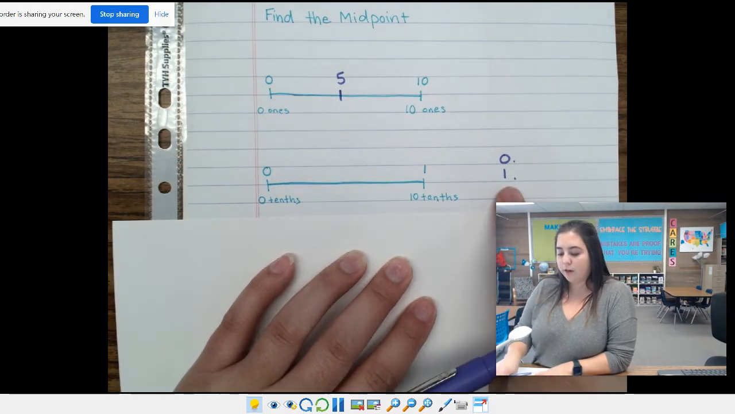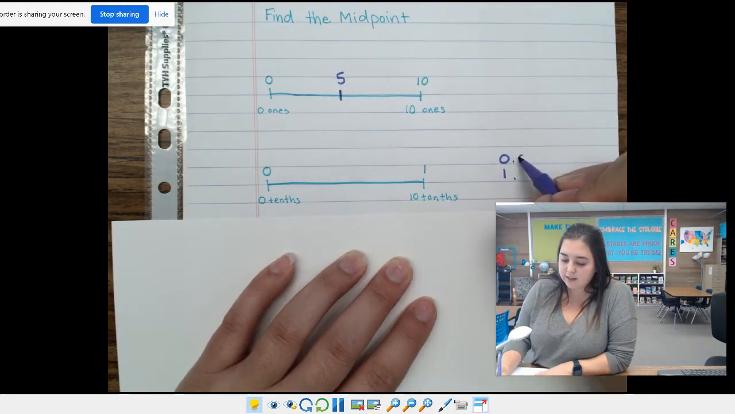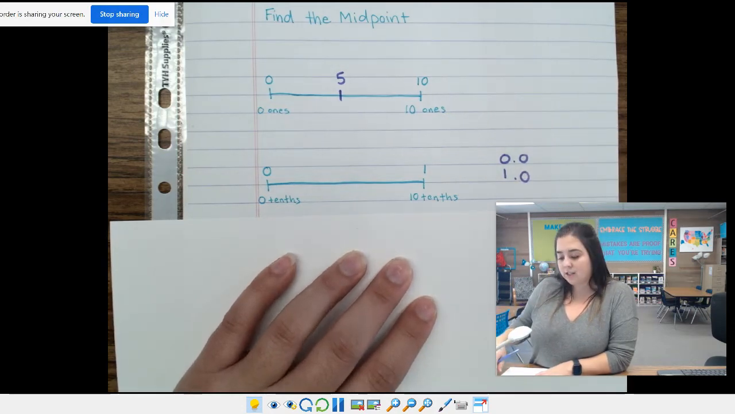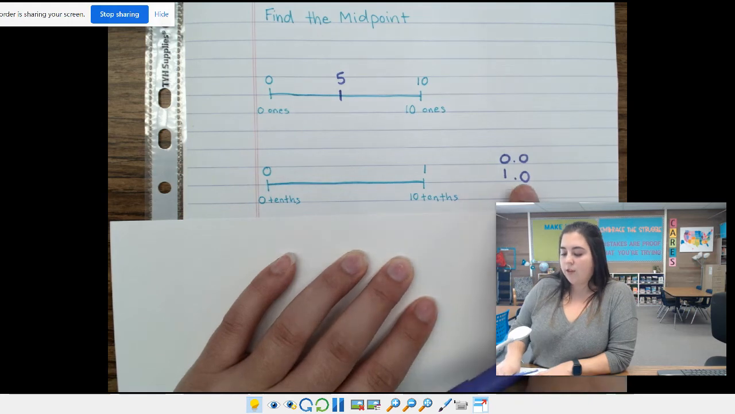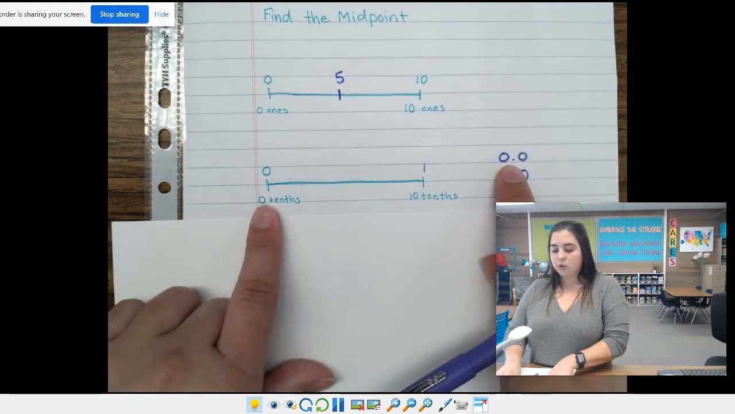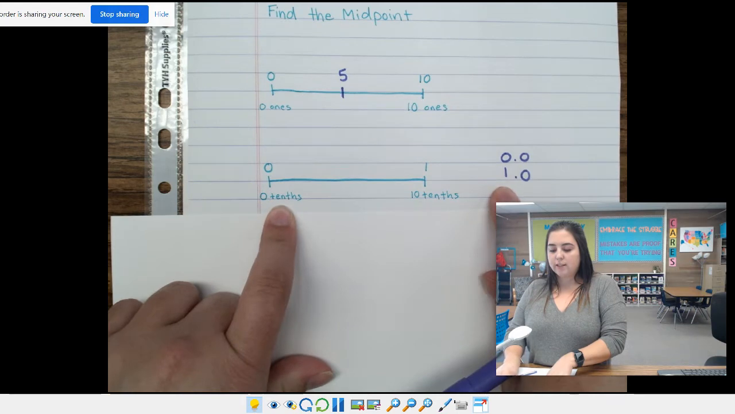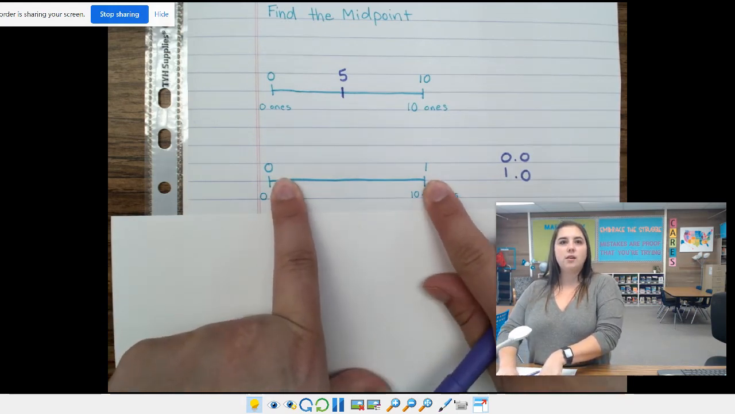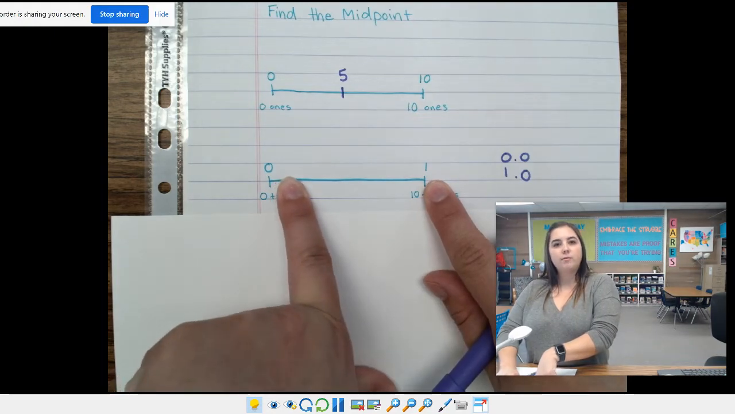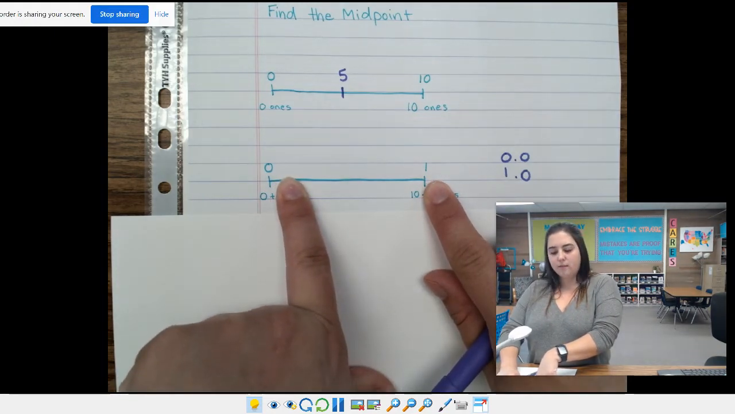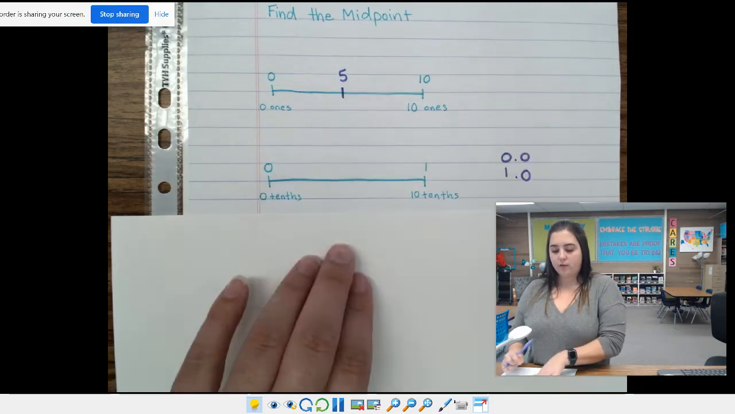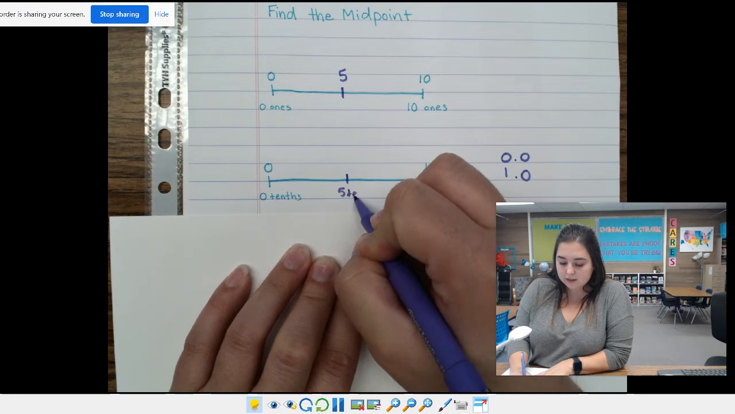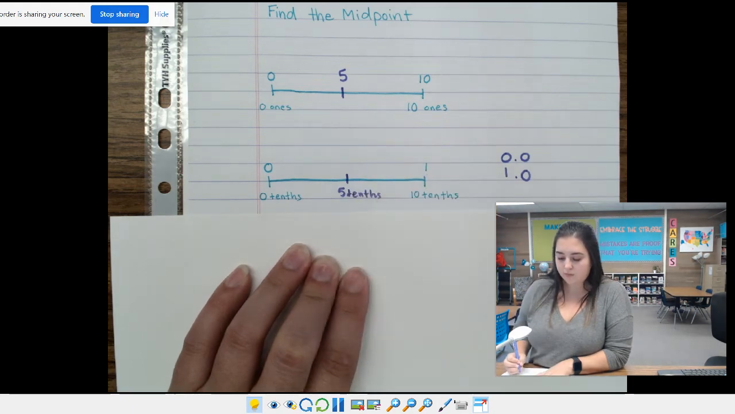And what I'm going to do is bring it over another place value. So I'm going to add a 0 to the end of these. Now it's easier to see that there are numbers in between here. So this is showing 0 tenths. This is showing 10 tenths. If I just ignore the place value, think of it as 0 and 10. What was between 0 and 10 again? 5. So in this case, it would be 5 tenths, not just a normal 5.